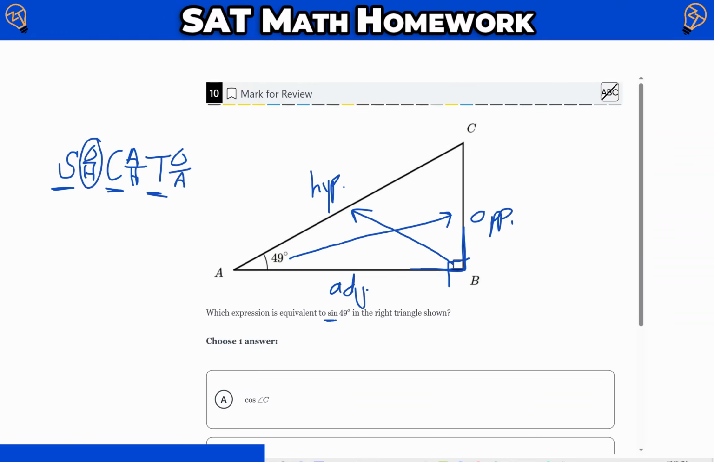So when they're talking about sine 49, they're saying opposite, which we could label as x for now, over hypotenuse, which we could label as y. So sine of 49 in this diagram is x over y. So we've got to figure out which expression is equivalent to sine of 49 degrees.